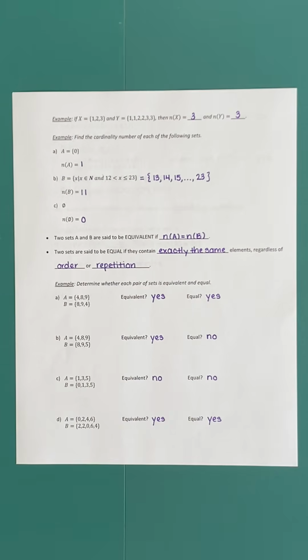And again, keep in mind this issue of repetition. In terms of the cardinal number, we only count elements once. Even if we see it more than one time, we only count it the one time. So we're looking at our two sets, we're comparing their contents. We want to know, do they have the same number of elements? If they do, they're equivalent. If one has more than the other, they're not equivalent.